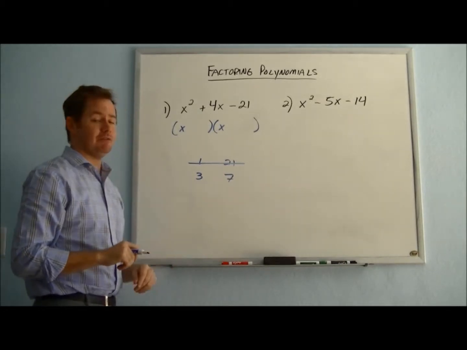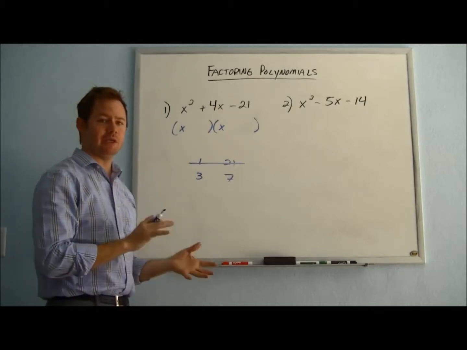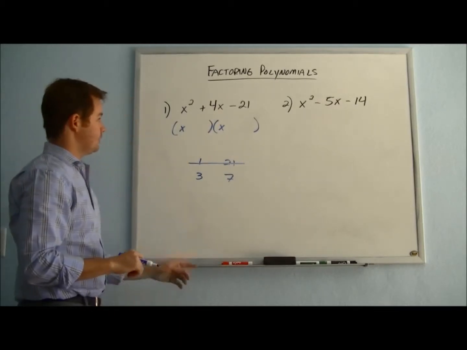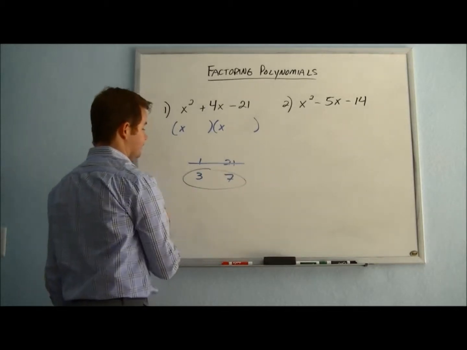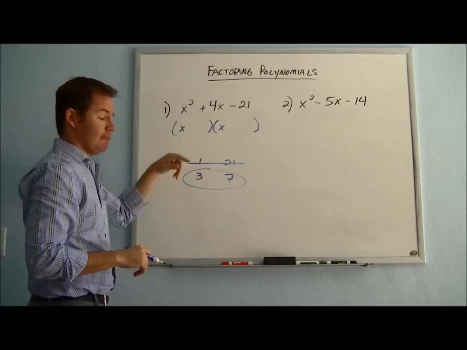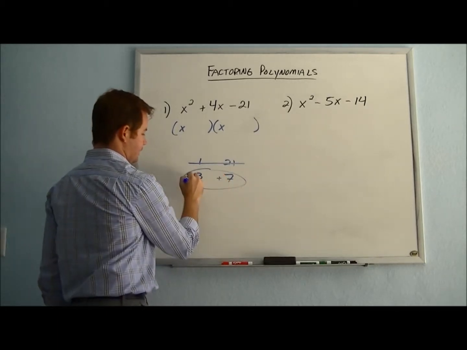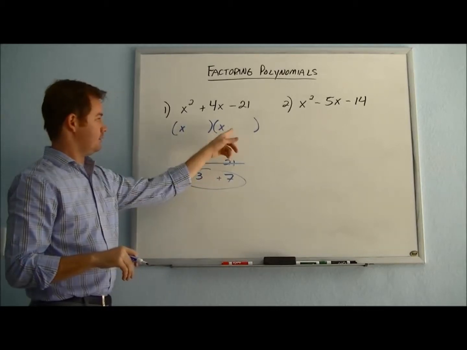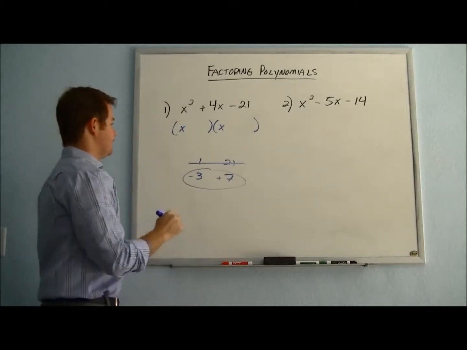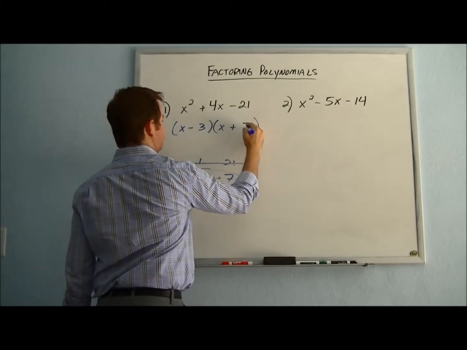However, 3 and 7, we can see that those are in fact 4 apart, and we can manipulate these in order to give us a positive 4. So for these to add together to give us a positive 4, that means that we need a positive 7 and a negative 3. And that tells us what the numbers in our factors will be. It's a negative 3 and a positive 7.